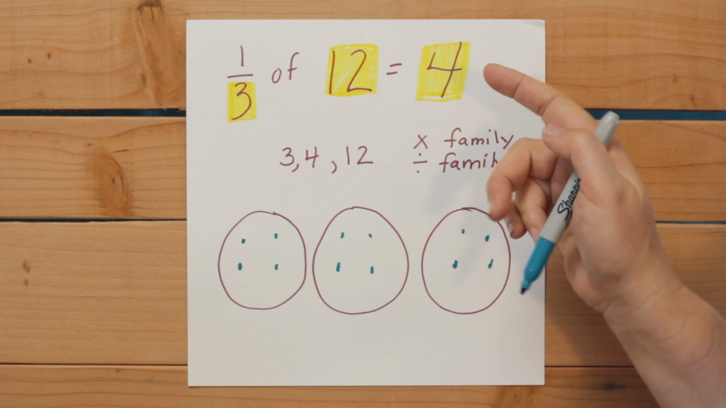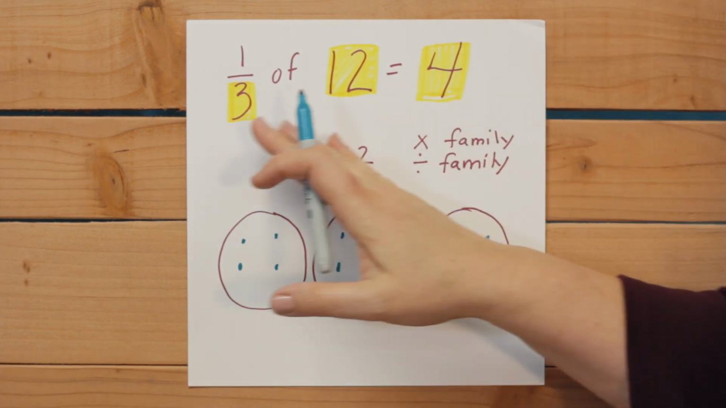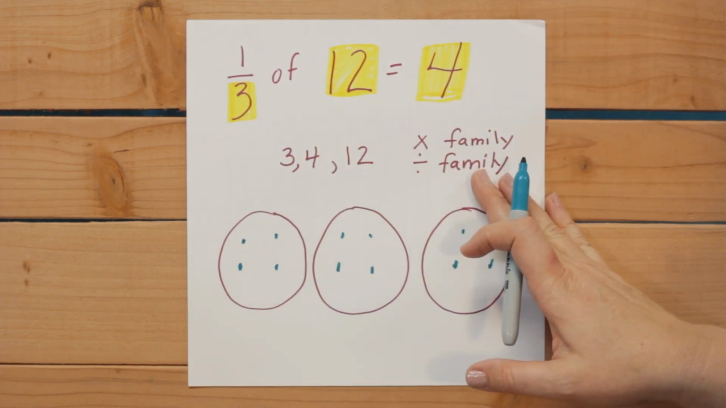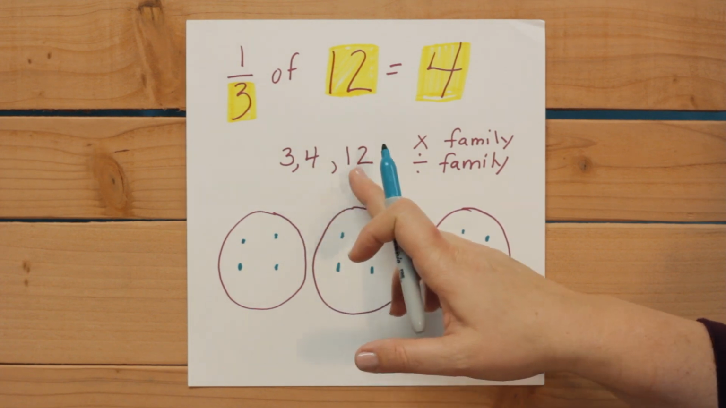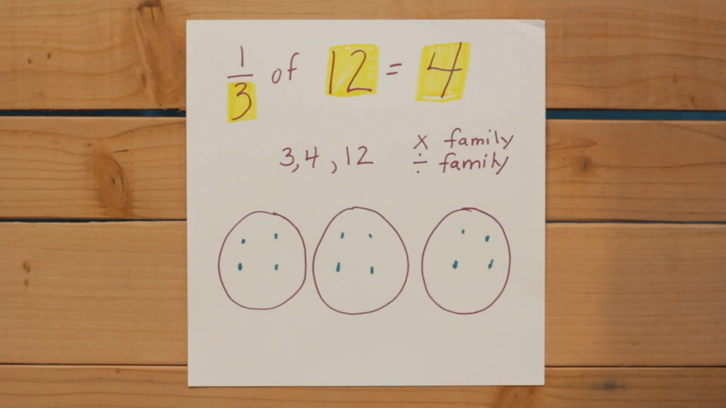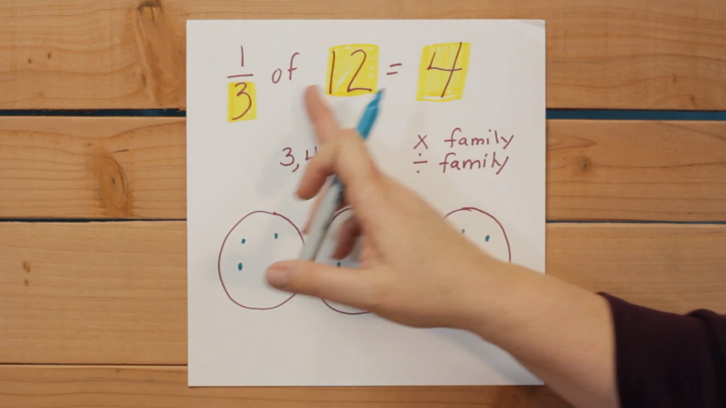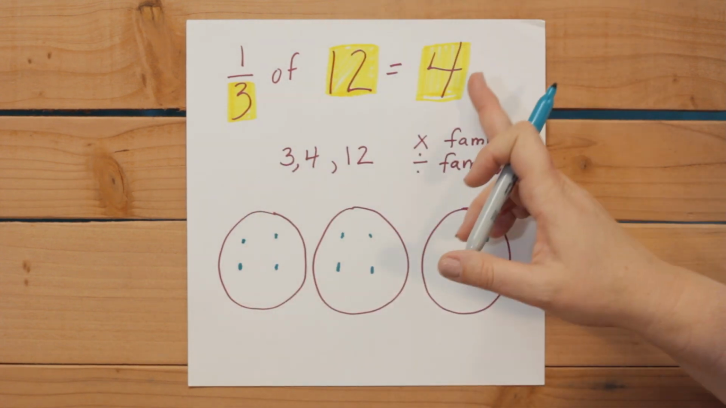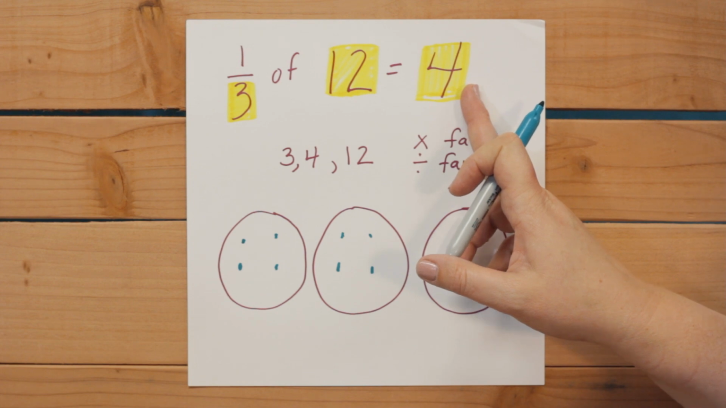And you might recognize from our multiplication and division families that 3, 4, and 12 are a family. So what you want to practice on this is finding a fraction of a number is like finding a quotient. It requires dividing the whole. 12 divided by 3 equals 4.